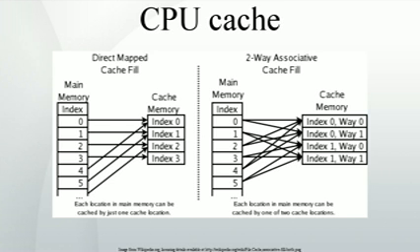One significant contribution to this analysis was made by Mark Hill, who separated misses into three categories, known as the 3Cs. Compulsory misses are those misses caused by the first reference to a location in memory. Cache size and associativity make no difference to the number of compulsory misses. Prefetching can help here, as can larger cache block sizes, which are a form of prefetching. Compulsory misses are sometimes referred to as cold misses.